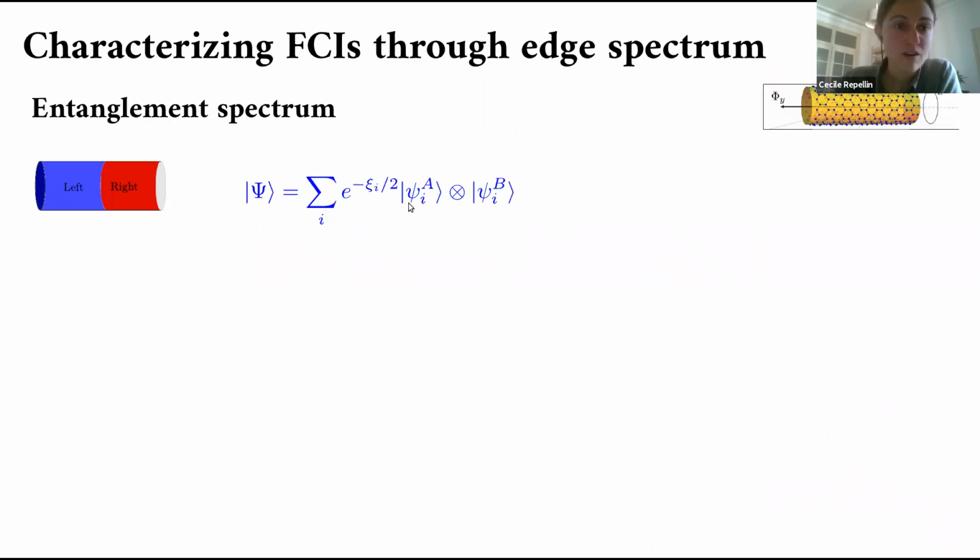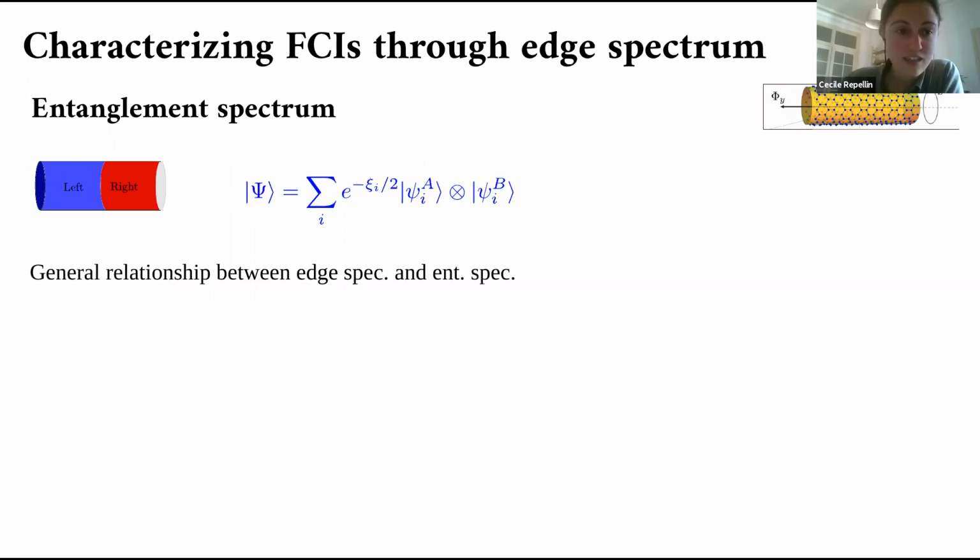So I have again written my usual Schmidt decomposition. I'm doing the real space cut, the usual one, with states on the left and states on the right. And there's a general relationship between edge spectrum and entanglement spectrum, which was shown in these papers.